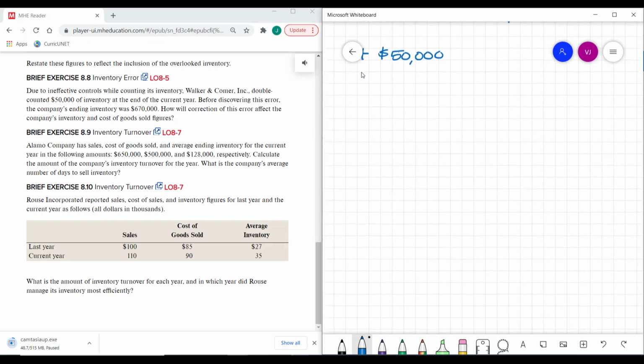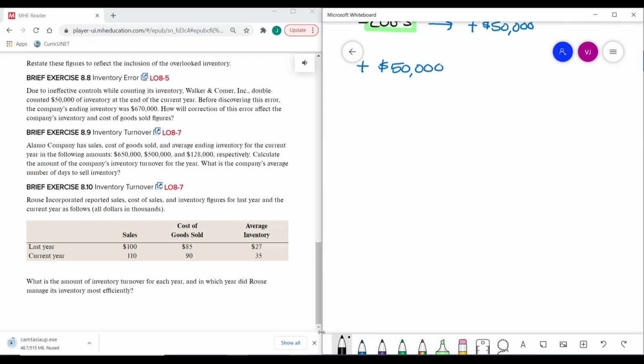Okay? And almost done. So 8.9. Alamo Company has sales, cost of goods sold, and average ending inventory for the current year in the following amounts: $650,000, $500,000, and $128,000, respectively. Calculate the amount of the company's inventory turnover for the year. What is the company's average number of days to sell inventory?